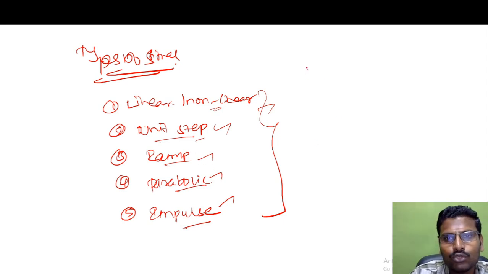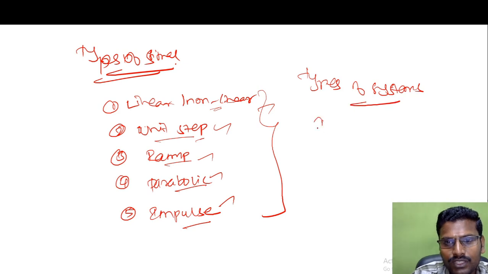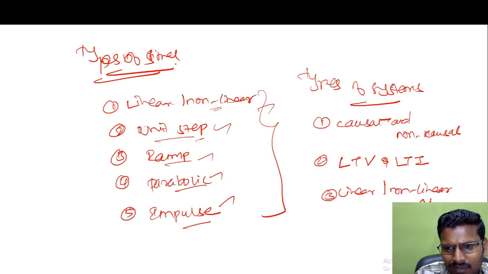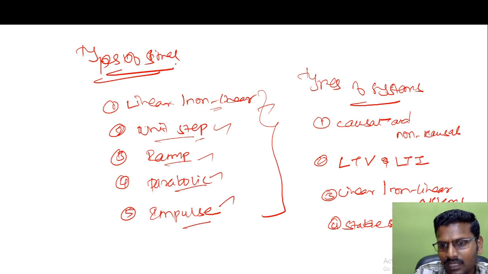Now let us go to the types of systems. The first one is causal and non-causal systems. Second one, linear time variant and linear time invariant systems. Next one, linear and non-linear systems. Next one, stable and unstable systems. So these are all the basic types of systems, right?